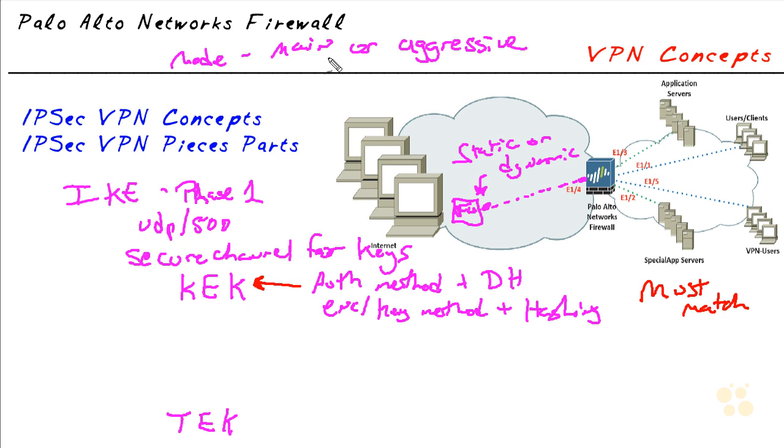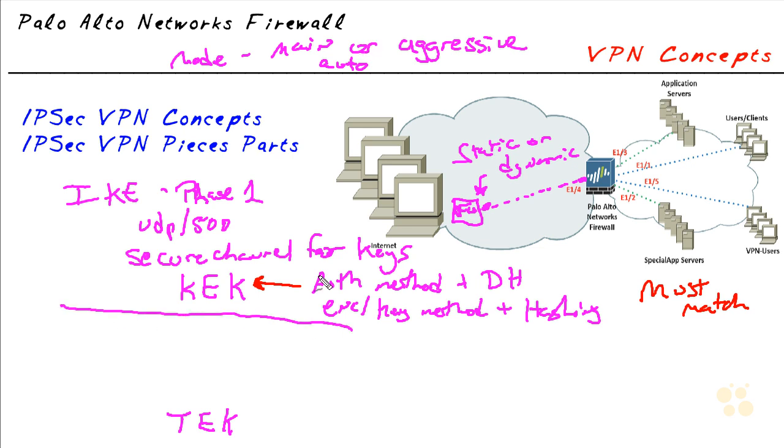In the Palo Alto world, we also have something called auto, which will determine by itself which of these two modes it's going to do. Many other vendors have that also, but it's there by default, and you just don't talk about it. Palo Alto goes and calls it out. So you may see that there are 3 modes when you get to a certification exam: main, aggressive, and auto. So that gets us through phase 1 right there.